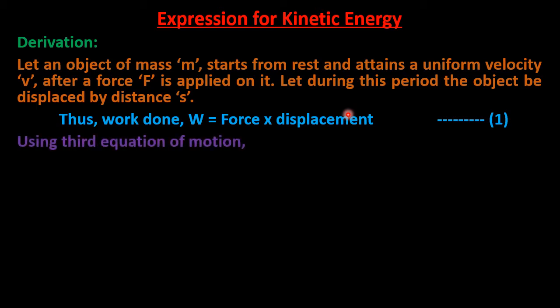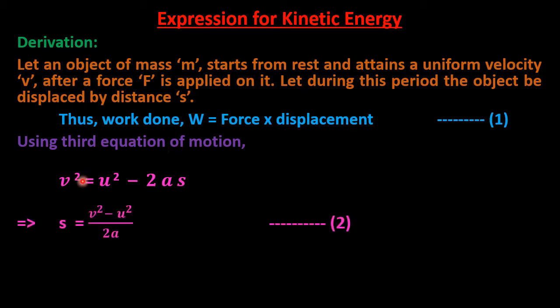Now, using the third equation of motion. There are three equations of motion, as you have already studied in the chapter on motion. The first equation is v equals u plus at. The second equation is s equals ut plus half at square. And the third equation is v square equals u square plus 2as. Here we are going to use the third equation, v square equals u square plus 2as. From this equation we get s equals v square minus u square by 2a.